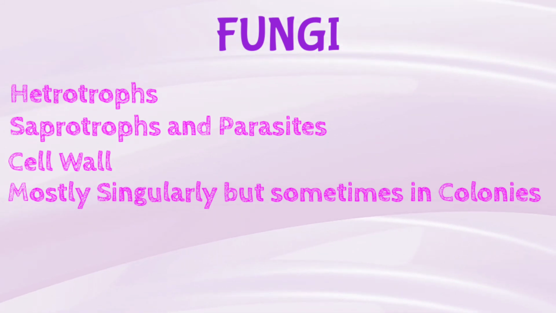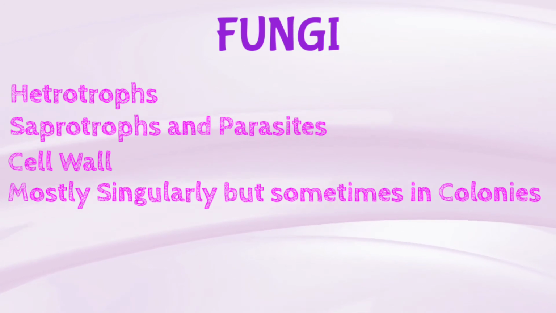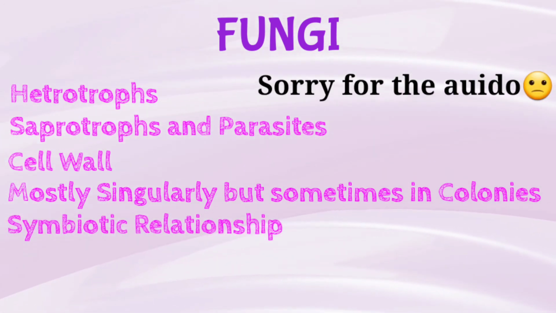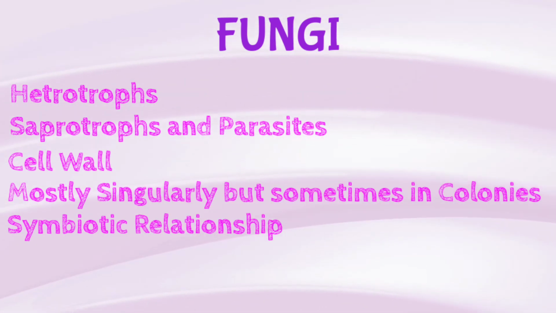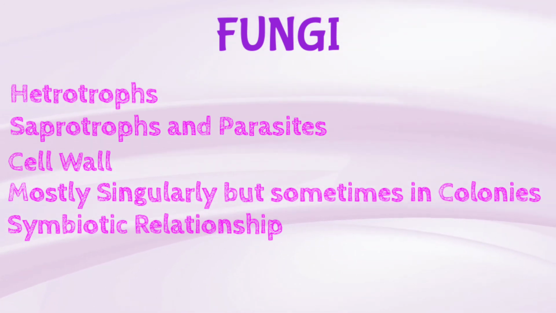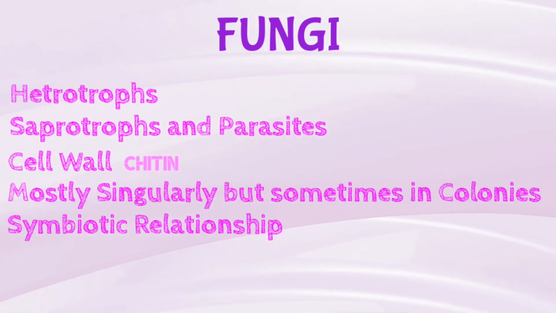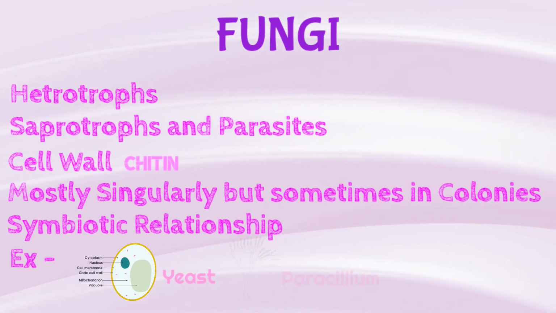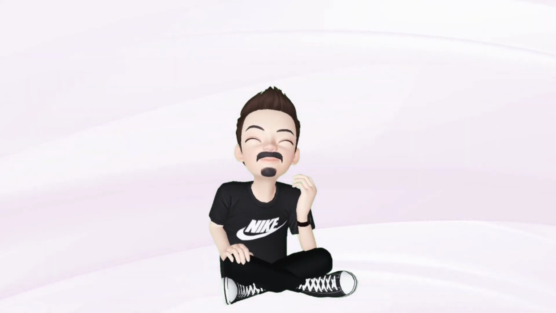Some of them might be living in a permanent mutual relationship with blue-green algae, which we call symbiotic relationship, and these symbiotes are called lichens, from which we make litmus paper. And yes, by the way, their cell walls are created with a sugar substance, which is called chitin. And some very common examples: penicillium and mushrooms, obviously.